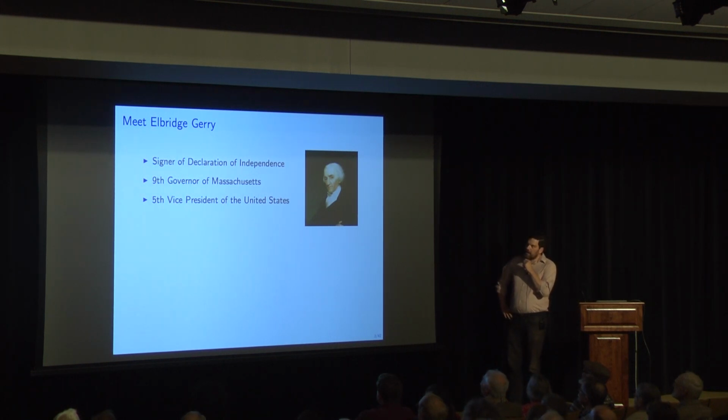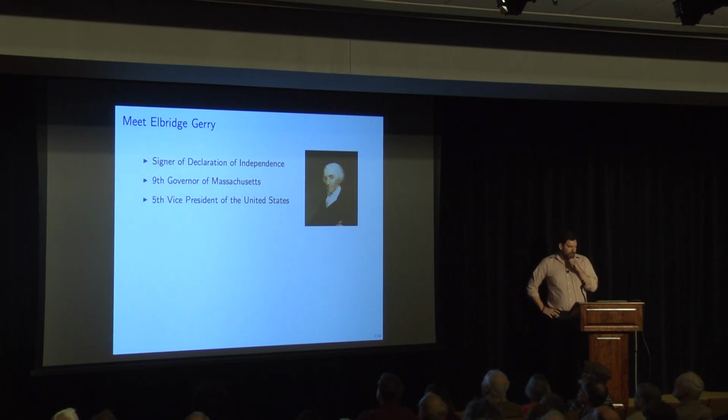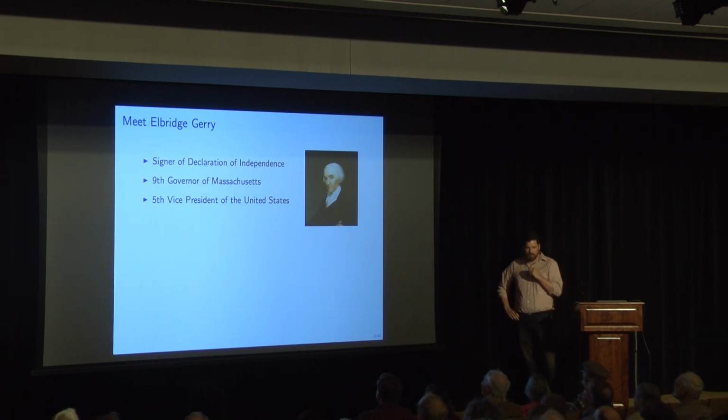So Elbridge Gerry. This is one of our founding fathers. Okay? He signed the Declaration of Independence. He was a governor of Massachusetts. He was even one of the first vice presidents of these United States. But you don't know him from those accolades. What you know him from is gerrymandering. Used to be called Gerrymandering because his name's Gary, but English. Okay.